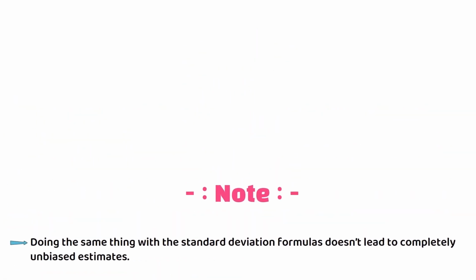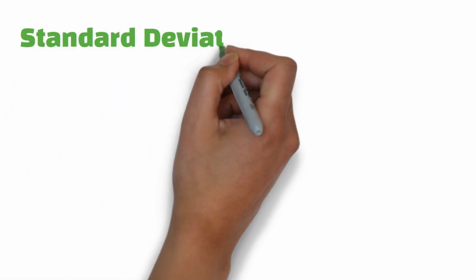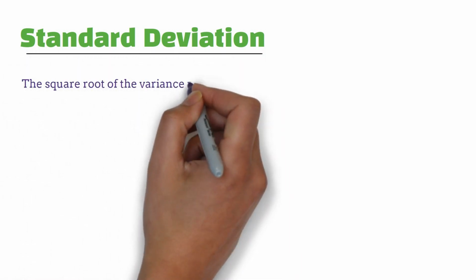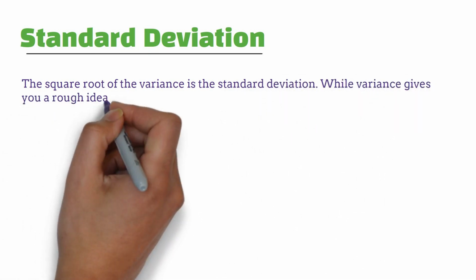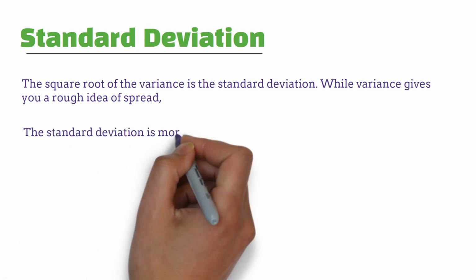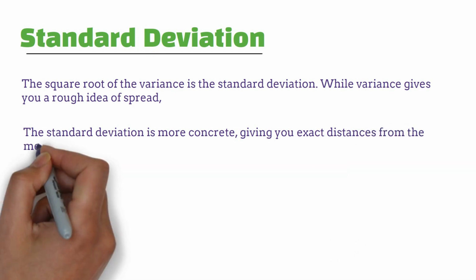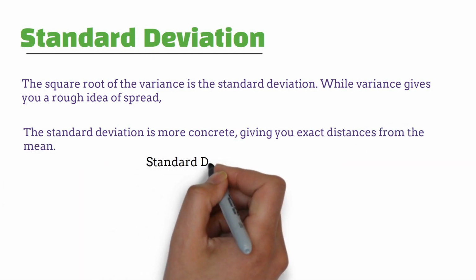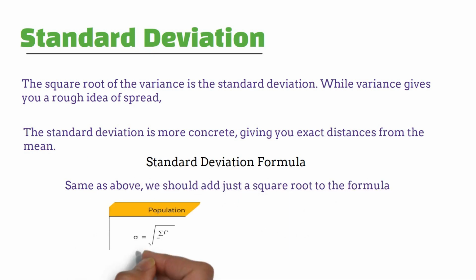Now we will understand what standard deviation is. We will discuss standard deviation to understand this much better. So the square root of variance is the standard deviation. While variance gives you a rough idea of the spread, the standard deviation is more concrete, giving you the exact distances from the mean. So in the above formulas of the variances, all we are doing is adding a square root to the formula.